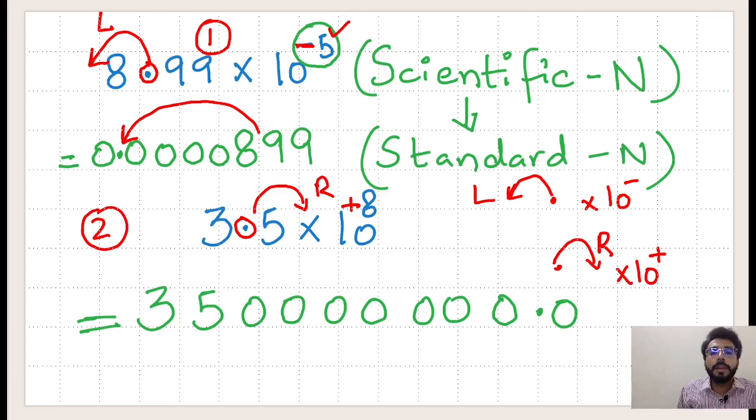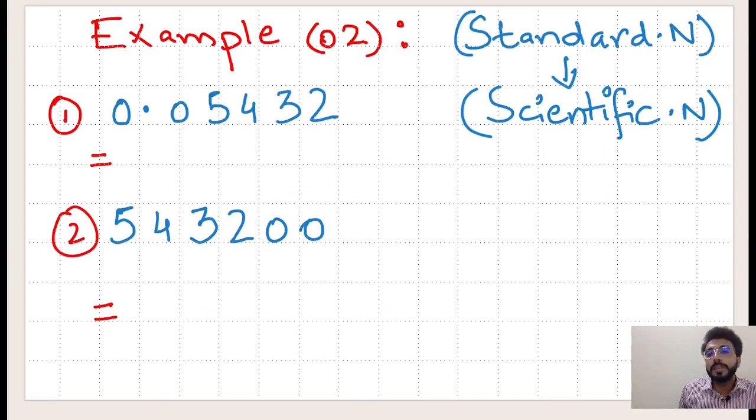Now 3.5 times 10 to the power 8: the exponent is 8 and it is a positive exponent. We move this decimal point 8 digits toward the right side, and it will become 350000000.0. Now in example number 2, let's understand how to convert this given standard notation into scientific notation.